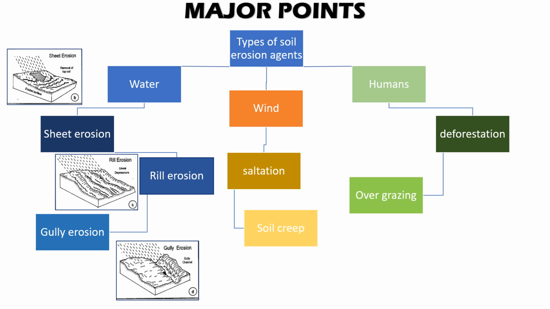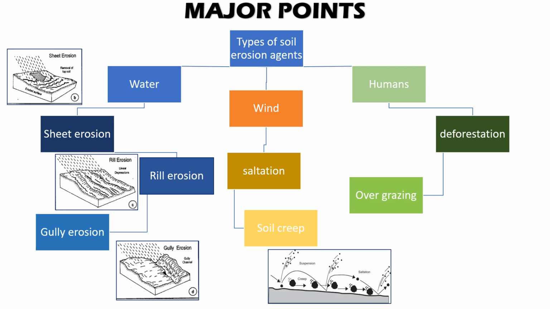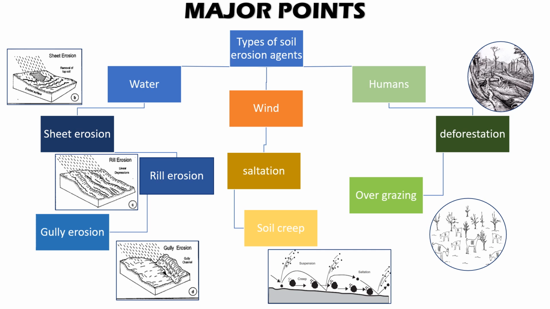In terms of wind erosion, we have two types of processes: saltation and soil creep. The saltation process is for the smaller soil particles, and the soil creep is for the larger soil particles. And in terms of humans, we have deforestation and overgrazing. So let's begin with the question answer session.